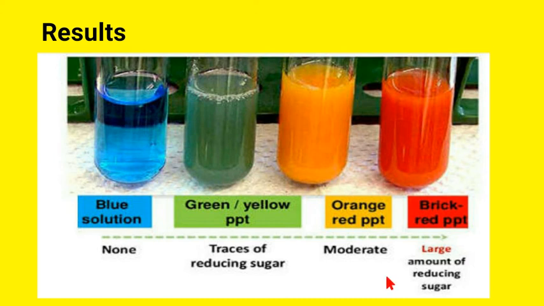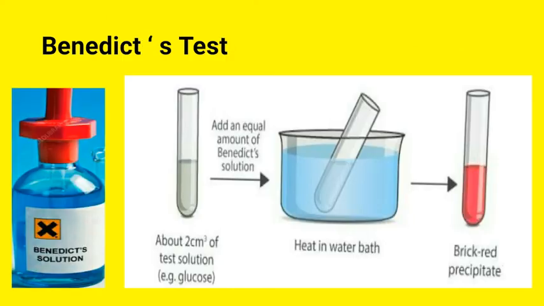Glucose presence is detected by means of Benedict reagent test. What happens? Urine is taken in a test tube and Benedict reagent is added, just the same. And then it is heated in a water bath, and if the color of the urine changes into brick red precipitate, it indicates the presence of glucose.